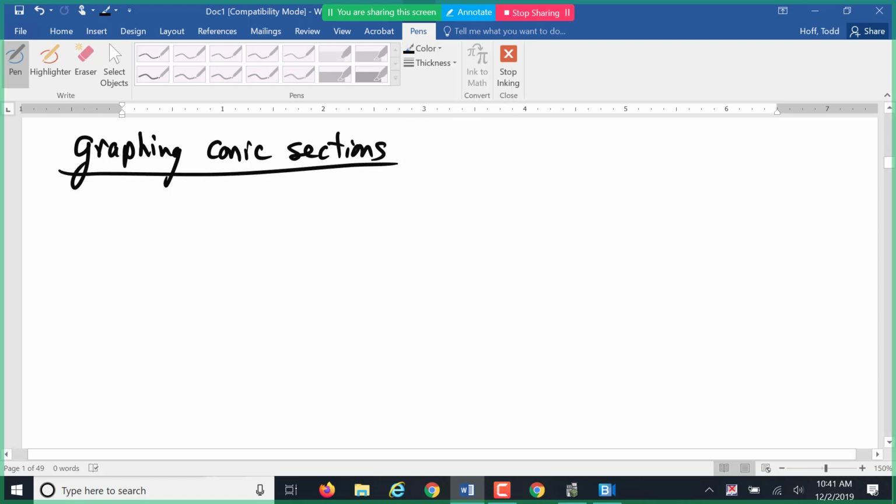Our conic sections, we've looked at foci and directrix for the parabola, but when we're in polar form, rather than having multiple foci and the asymptotes for the hyperbolas and stuff like that, what we have is we simply have all conic sections have one focus and one directrix.